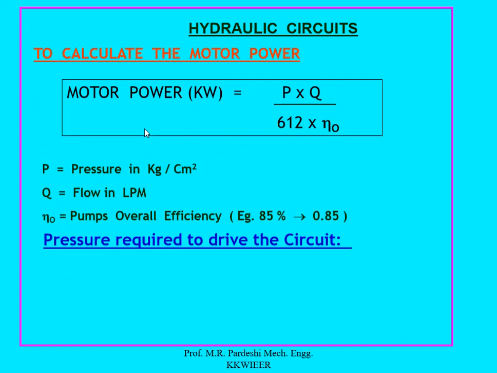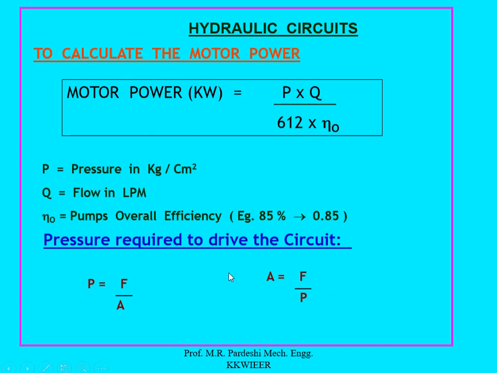Then again, to calculate the motor power: if the motor power is given, then we can calculate the pressure. We know the Q. From the efficiency, we can assume the overall efficiency, say 85%. By putting in these values and the motor power, we can find how much pressure is required. Or if you know the pressure and Q, we can calculate the motor power rating, or select the prime mover for this particular application. So pressure is in kg per centimeter square, Q is the flow, and eta overall is the pump overall efficiency.